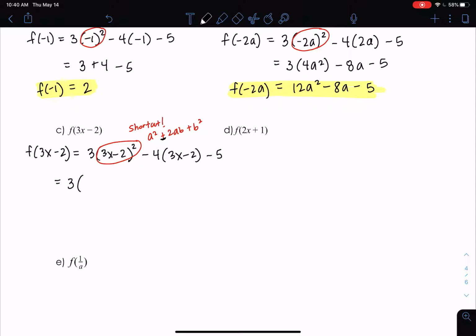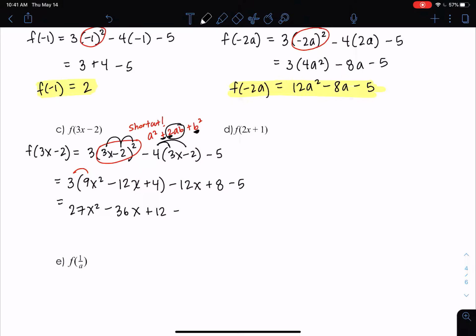Now let's distribute this. Since we're done with our exponents, we can move on to multiplying. So it gives us -12x plus 8 and then minus 5. Okay, next step, let's distribute the 3. So we get 27x squared minus 36x plus 12 minus 12x, and 8 minus 5 is 3. We are pretty much done.